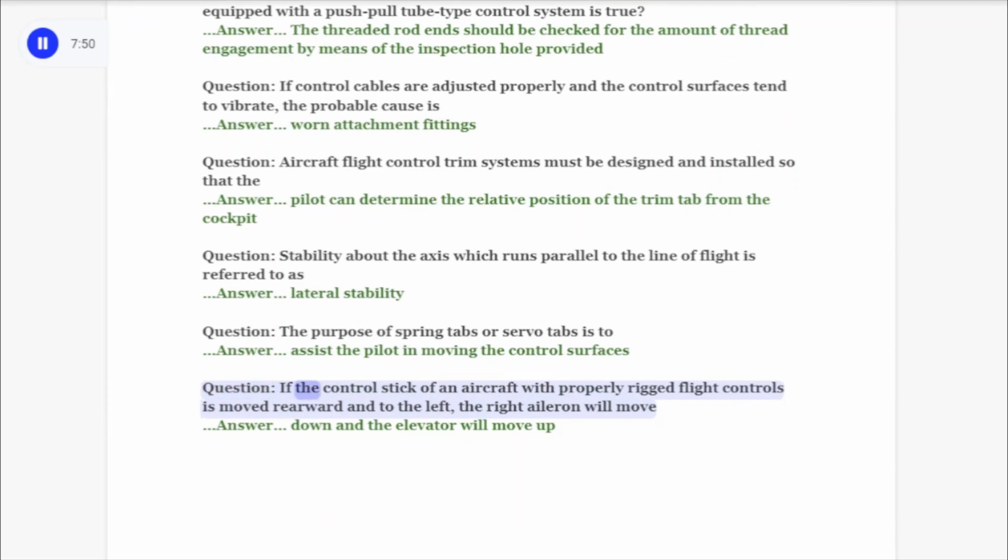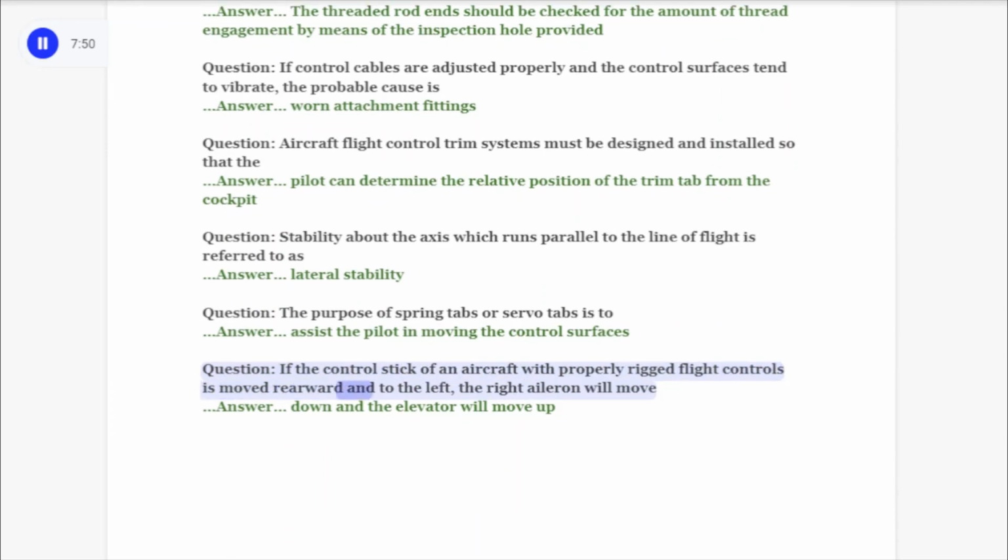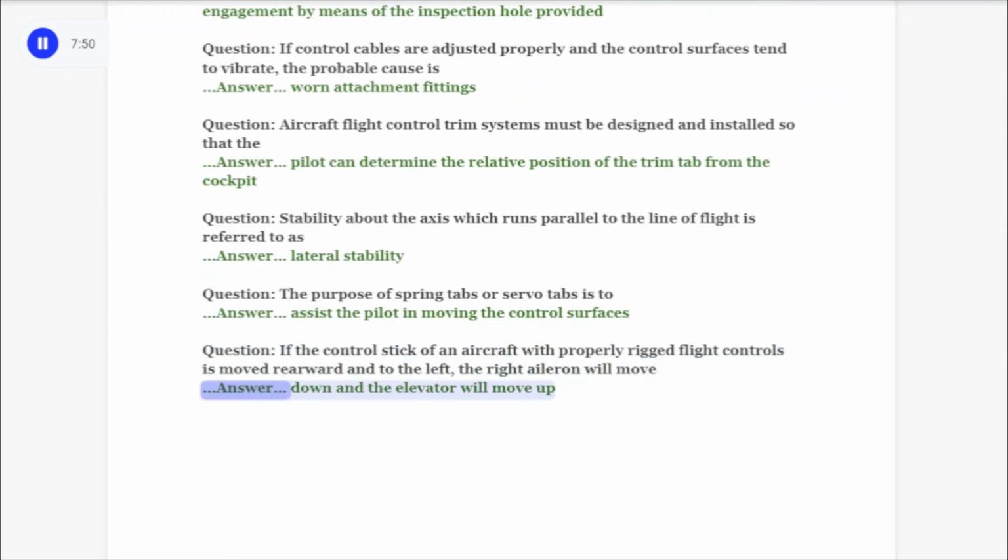Question: if the control stick of an aircraft with properly rigged flight controls is moved rearward and to the left, the right aileron will move. Answer: down and the elevator will move up.